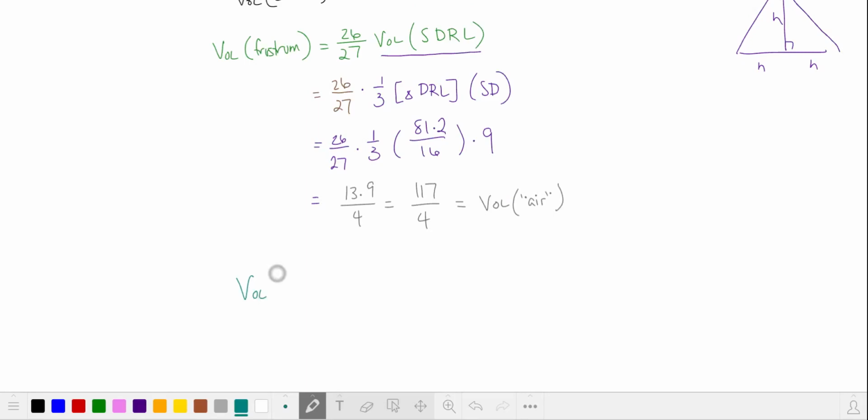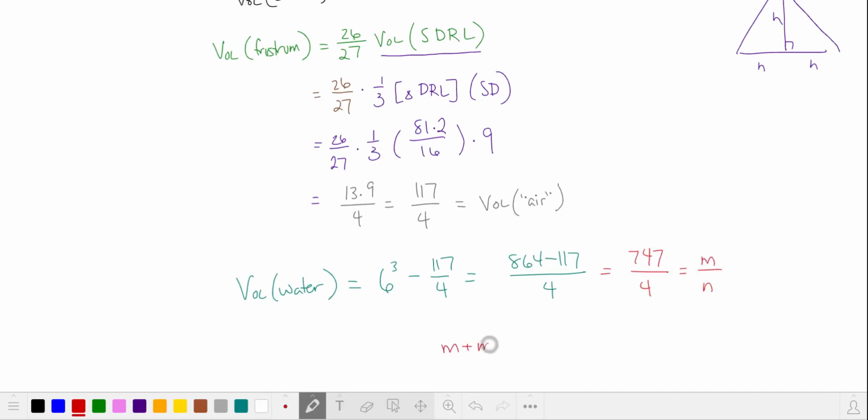To find the volume of the water, we subtract this from the volume of the cube. Our answer is 747 over 4. We are asked for the sum of the numerator and denominator, which is 751.